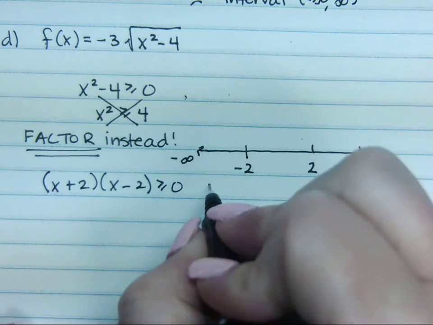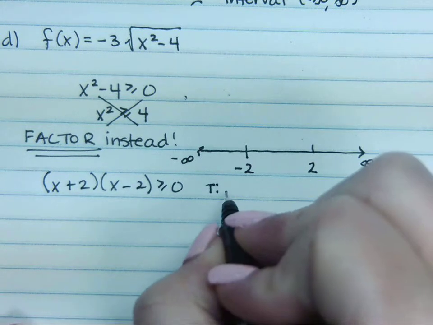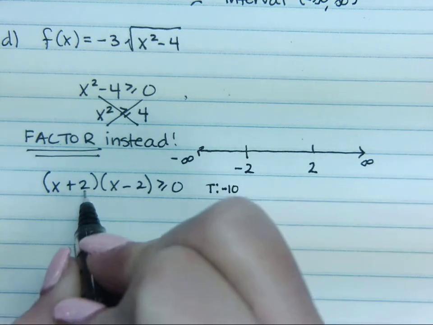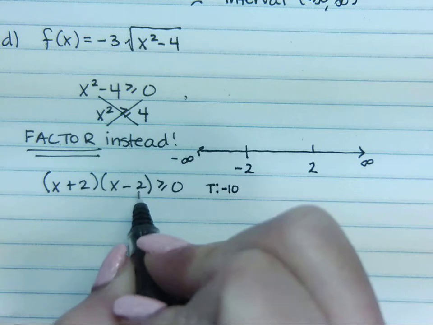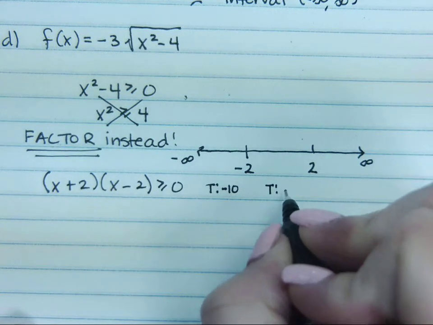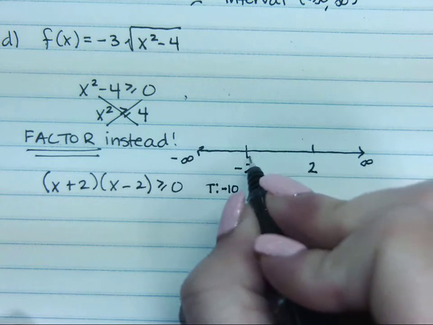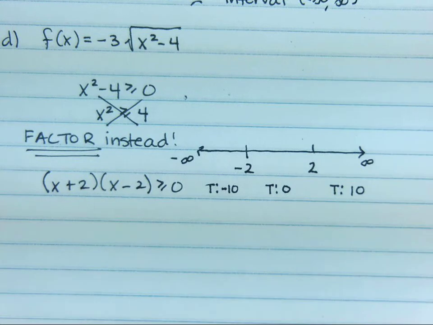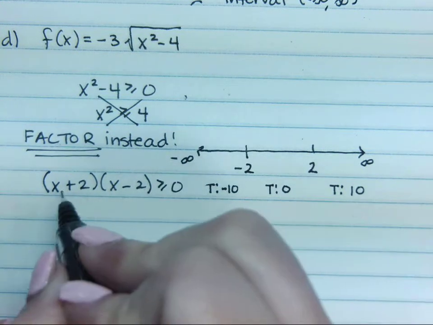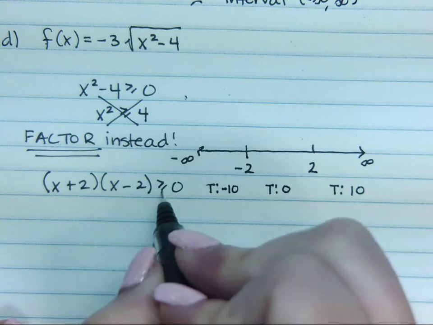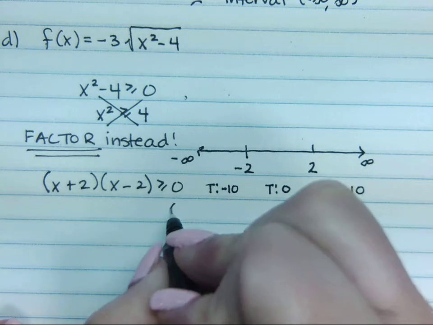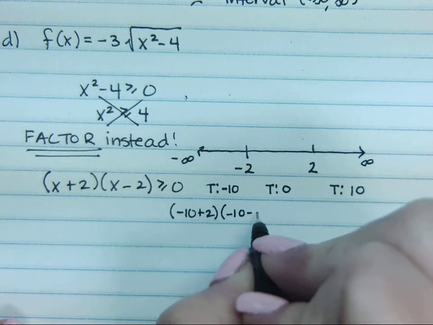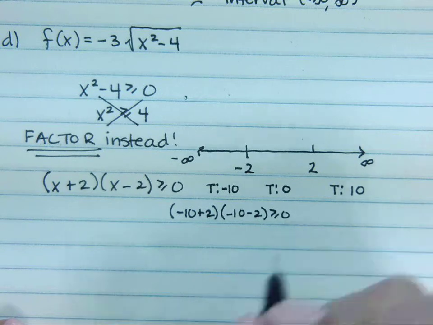All right? So what I'm going to do is test what happens when I plug in, say, negative 10, a number in this interval. I need to see, is this statement going to be true? And here I'm going to test 0. It just has to be any number in that interval. So pick one. And then I'm going to test, say, positive 10. I'm going to plug this number into this expression and ask, is that in fact greater than or equal to 0? So is negative 10 plus 2 times negative 10 minus 2 greater than or equal to 0?